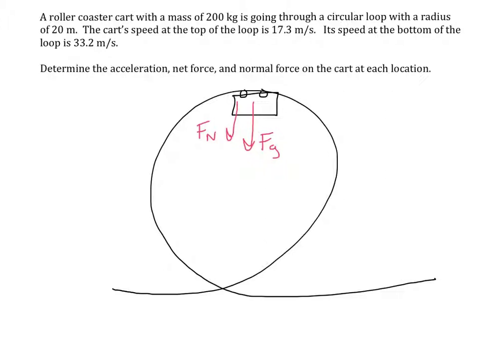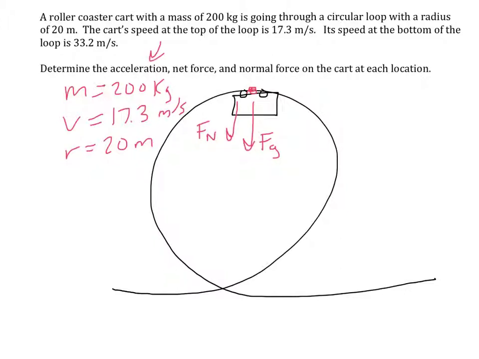Now, at this point, what else do we know about it? The cart's mass is 200 kilograms. That is not going to change. And at this particular speed, at the top of the loop, its velocity is 17.3 meters per second. And the radius of the loop is 20 meters. So the first thing they want us to know is, at the top of the loop, what is the acceleration of the cart?